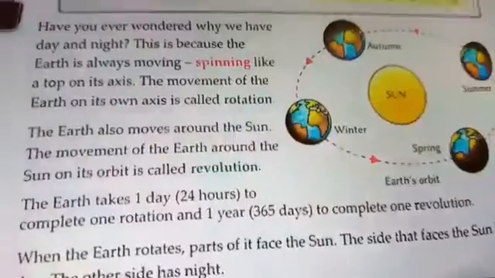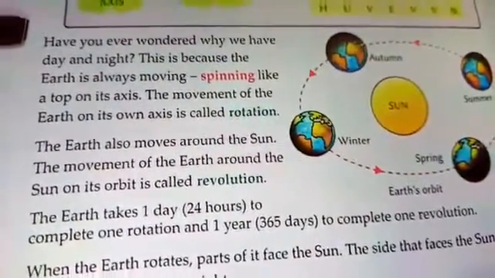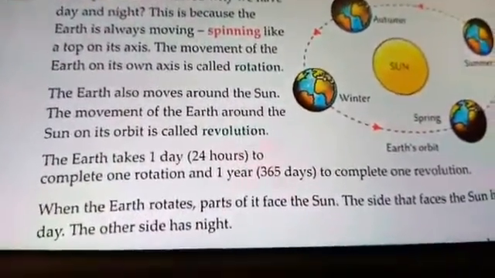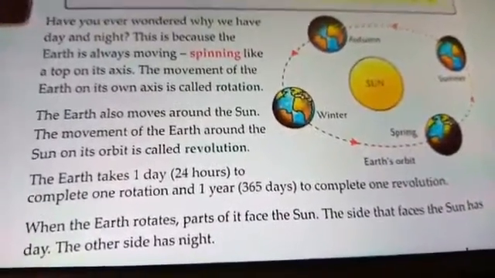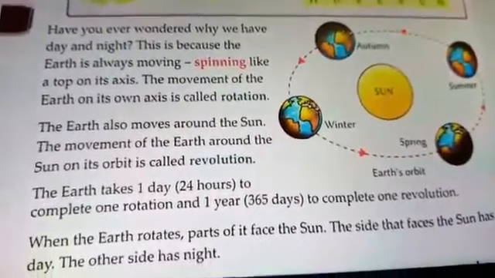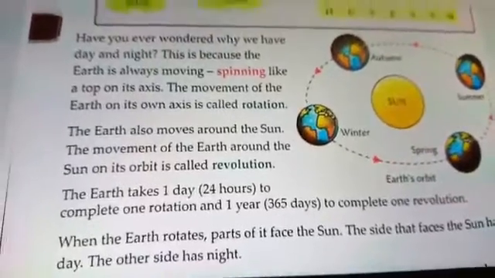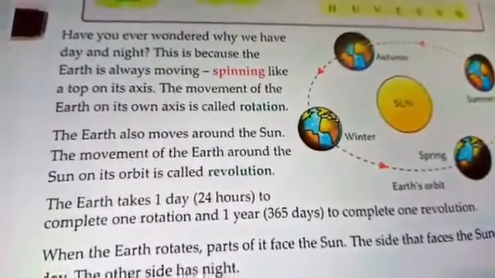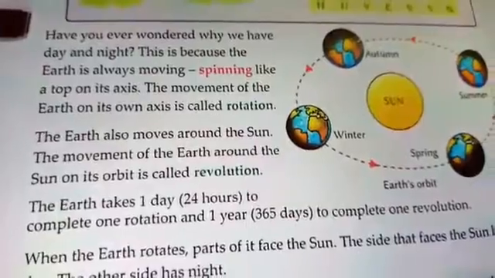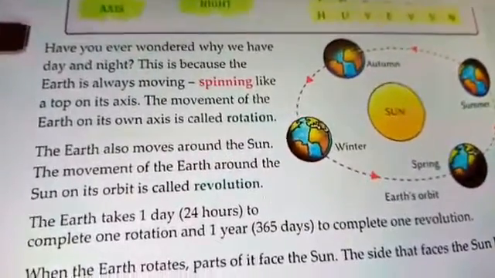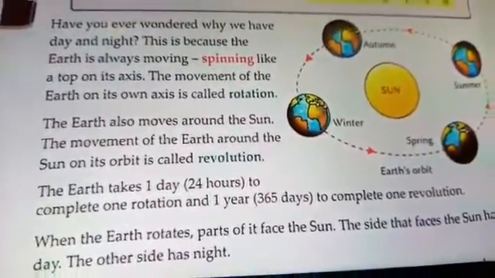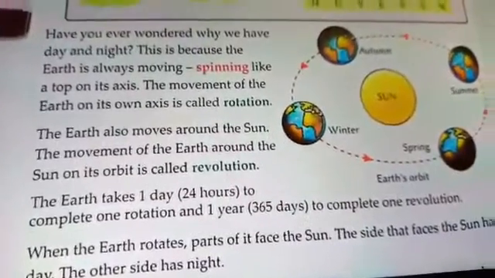1 year, that is 365 days, to complete one revolution. Now students, although our earth is moving, we cannot feel the movement. You know why? That is because we are also moving along with the earth at the same speed. Now when the earth rotates, one side of the earth faces the sun. So that side gets daylight, whereas the other side, which is not facing the sun, gets night time.